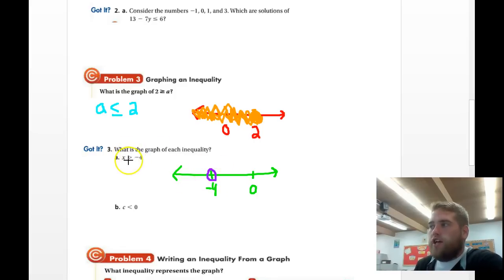Then I shade whichever way my arrow is pointing. My arrow is pointing this way, so I shade this way. Once again, this is my arrow I'm talking about here, and it looks like it's pointing this way, right? So I shade this way.